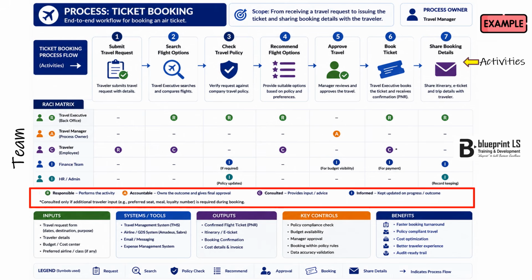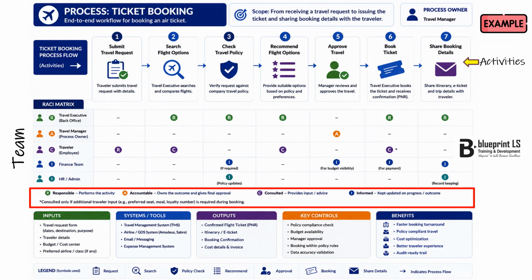Responsible refers to the role performing the activity, accountable refers to the role owning the outcome and making the final decision, consulted refers to the individuals providing input or expertise, and informed refers to stakeholders who receive updates. The footnote also clarifies that consultation occurs only when additional input is genuinely required, helping to keep the process efficient.